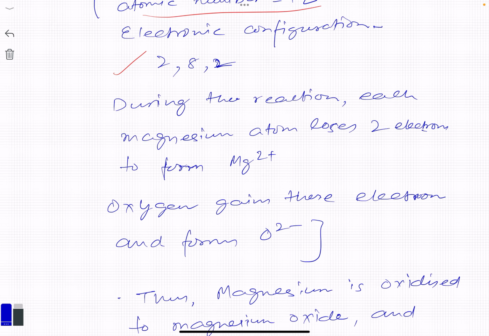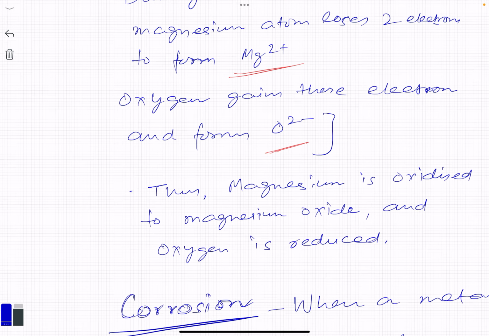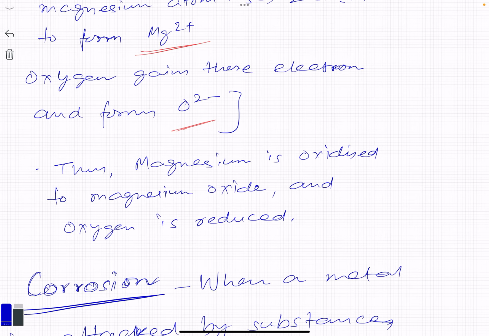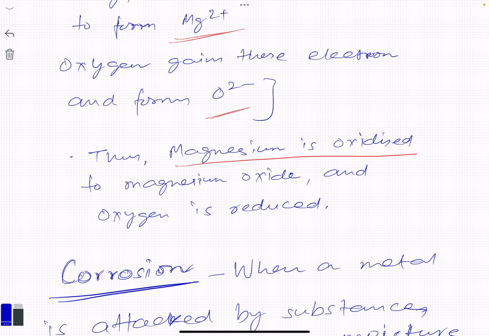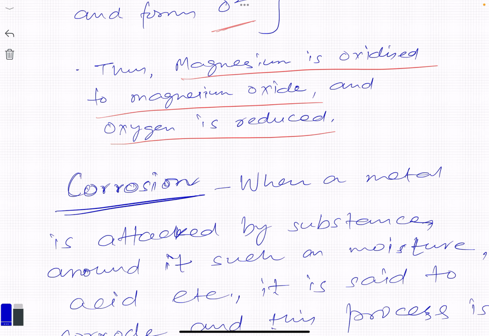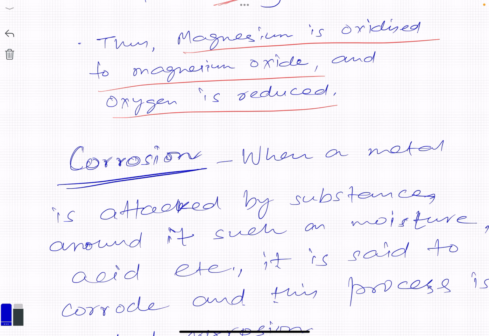During this reaction, each magnesium loses 2 electrons to form Mg2+, and oxygen gains these electrons and forms O2-. Thus, magnesium is oxidized to magnesium oxide and oxygen is reduced. Now we come to the topic corrosion, on which notes have been asked in the board exam.